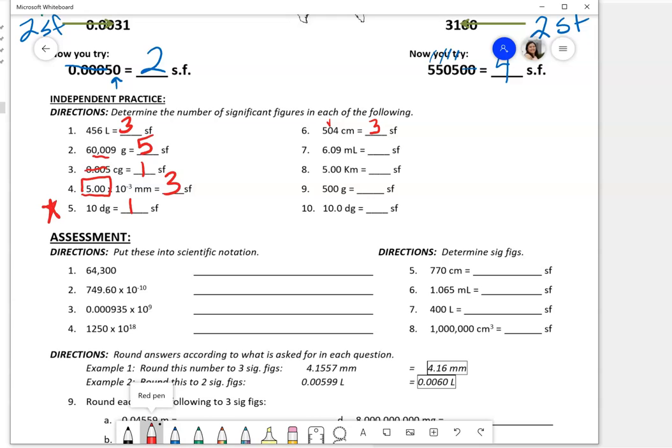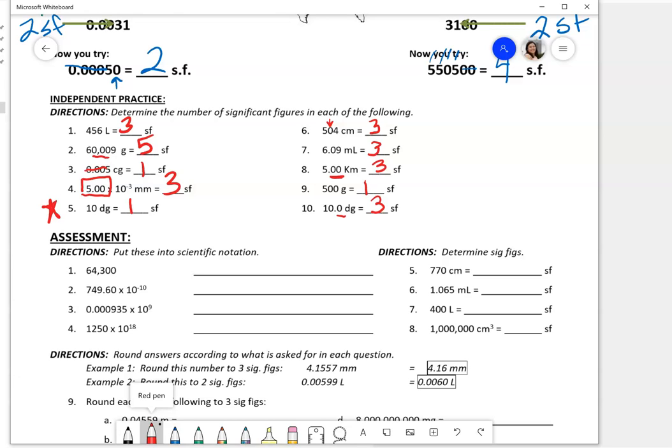Again, sandwich 0. 6.09, 3 sig figs. That 0 is after the decimal place. It's also sandwiched in. 5.00 has 3 significant figures. Again, those zeros count because they are after the decimal place. 500 has 1 significant figure. And 10.0 has 3 significant figures. Again, that 0 counts because it is after the decimal place.